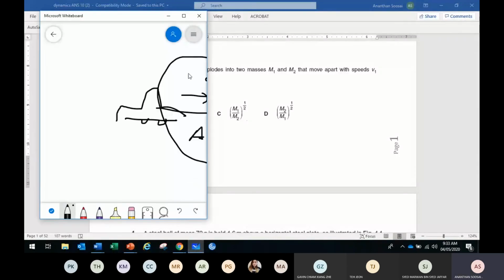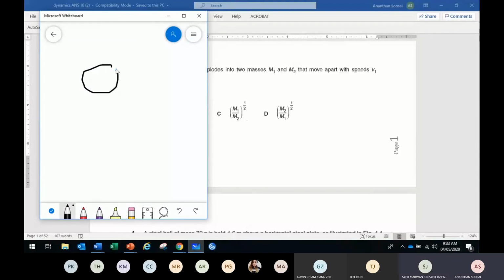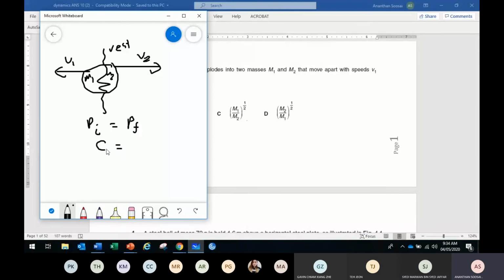Of course, if you take the original mass, then it splits into M1 and M2. M1 moves here with V1, M2 moves the other side with V2. Initially, at the beginning, it was at rest. So based on conservation of momentum, initial momentum should equal the final momentum. Initial momentum is 0 because nothing is moving.